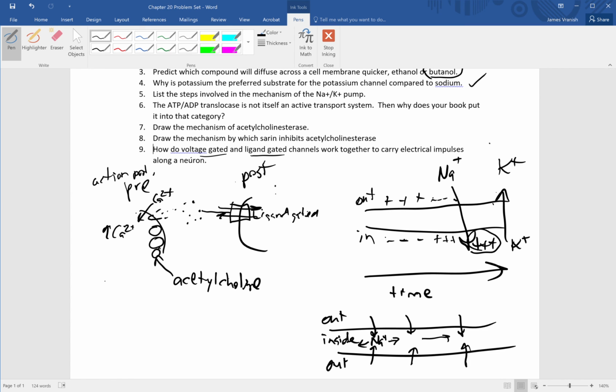Basically, every time these sodium ions enter the cell, they propagate ahead and cause the channels ahead of that to open, and thereby propagate this charge along the membrane.